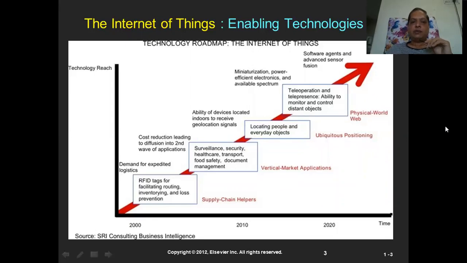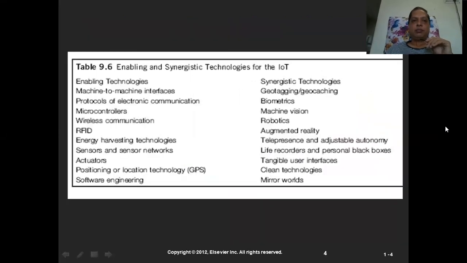RFID tags were used for some things, then RFID tags in surveillance and security, then locating people, and now teleoperation and telepresence, the ability to monitor and control distant objects. We want to do that, right? Supply chain helps us. You can see how the graph is increasing.